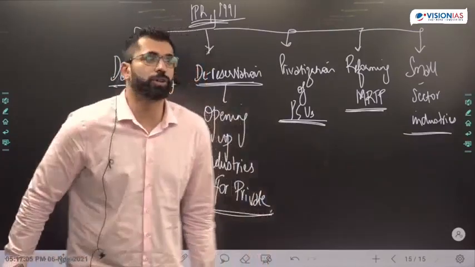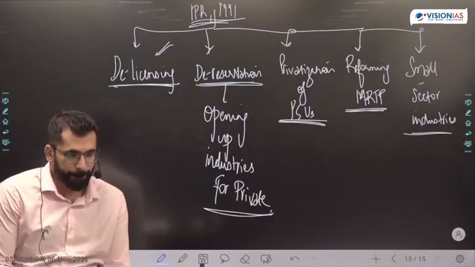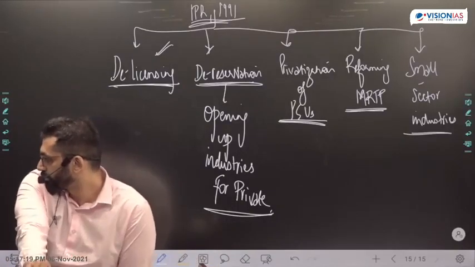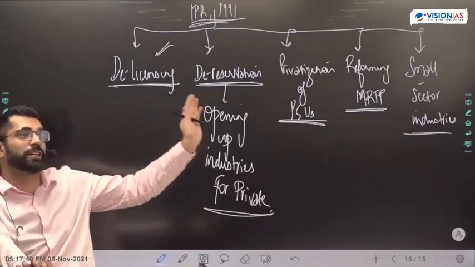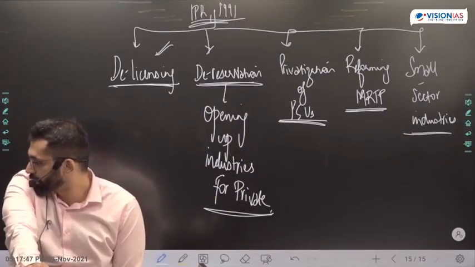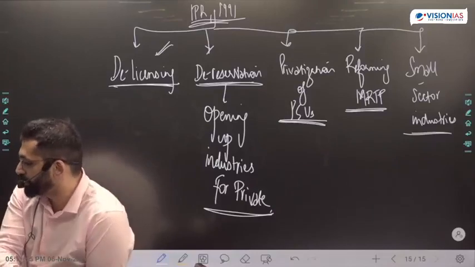Any doubts up till here? I'll show you the complete reforms. They are happening under these heads only. Any doubts here? Because last time we were discussing provisions, a lot of you were not able to make sense of what is happening. So I've given you a complete overview. Now when I show you the provisions, you can make sense: how delicensing was happening, how dereservation was happening, what the concept of privatization was, what MRTP was. No doubts? Now see the reforms under IPR 1991.